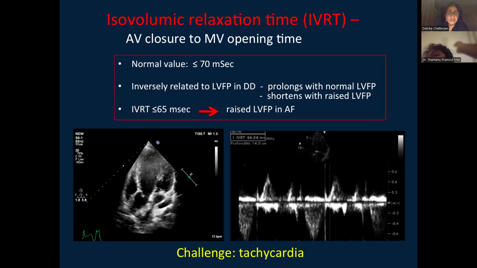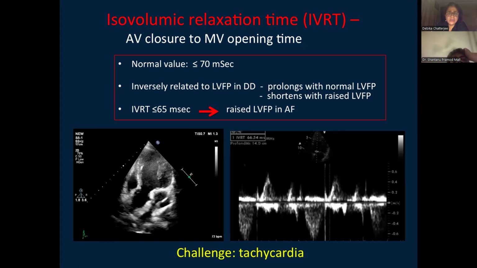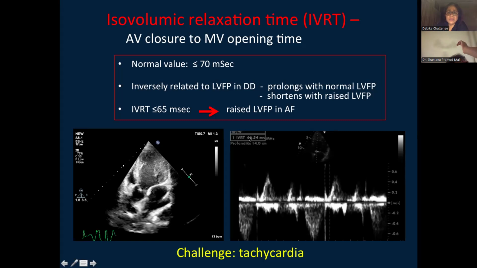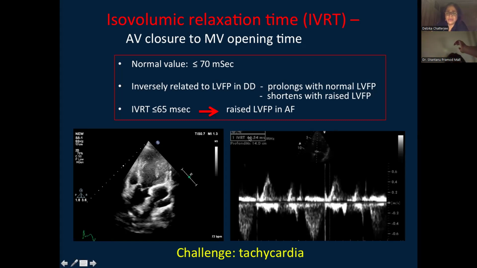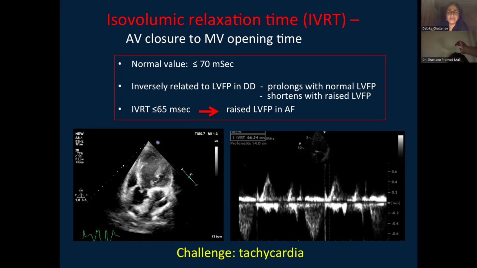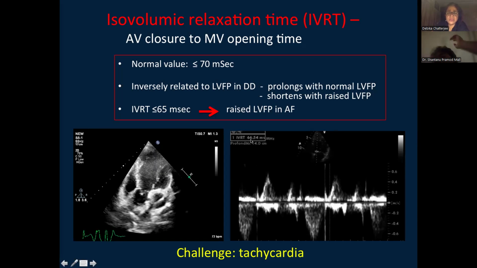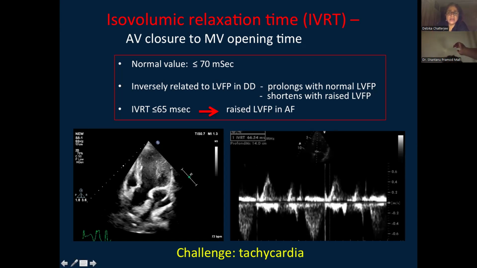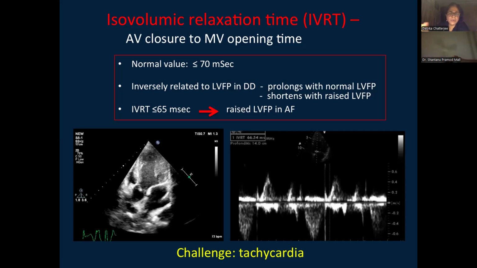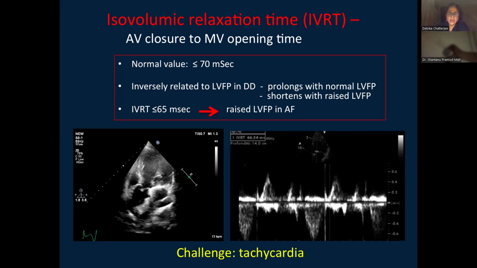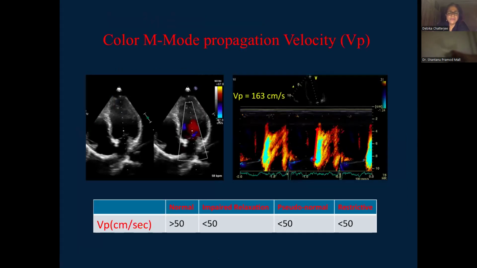It is inversely related to the LV filling pressure in diastolic dysfunction. It becomes prolonged with normal LV filling pressure. I mean, if you get a higher value, the LV filling pressure is normal, but if it is short, less than 50, it indicates that LV filling pressure is high because the mitral valve opens quickly. Now, the challenge is tachycardia. Another criterion is the color M mode propagation velocity. There are too many things, but you have to know them.